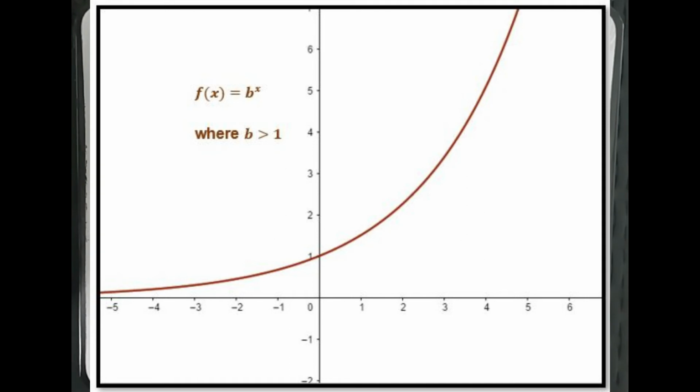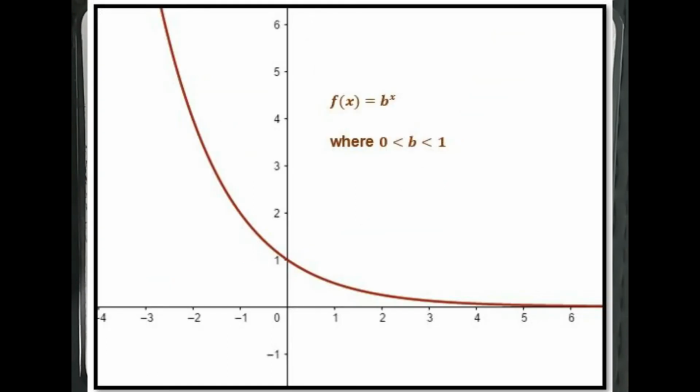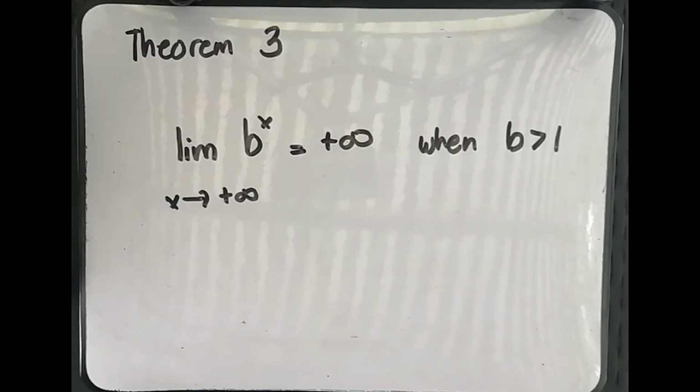Okay? So, pansinin ninyo na kapag ina-approach natin yung negative infinity when b is greater than 1, the limit is 0. On the other hand, kapag naman ina-approach natin yung positive infinity, yung b raised to x naman natin approaches 0 whenever b is greater than 0 but less than 1. Theorem number 3 states that the limit of b raised to x as x approaches positive infinity is equal to positive infinity when b is greater than 1.